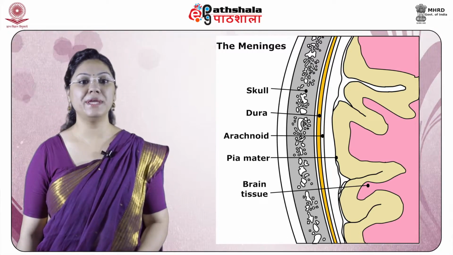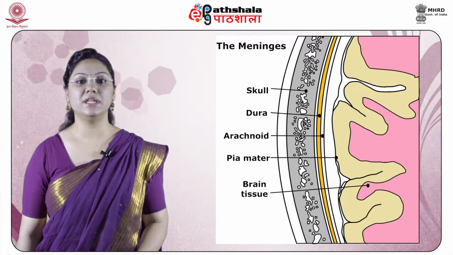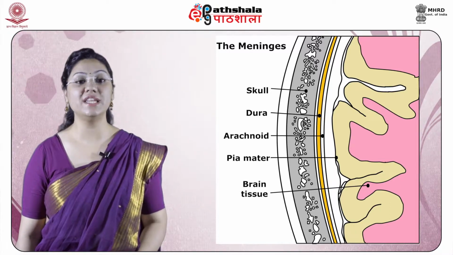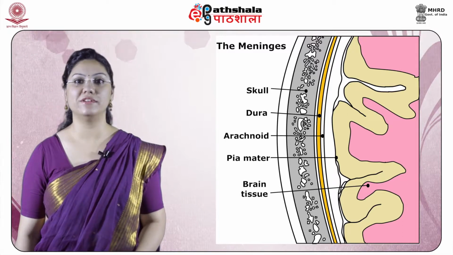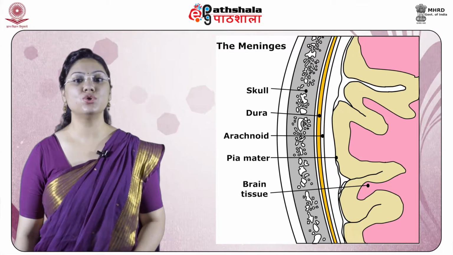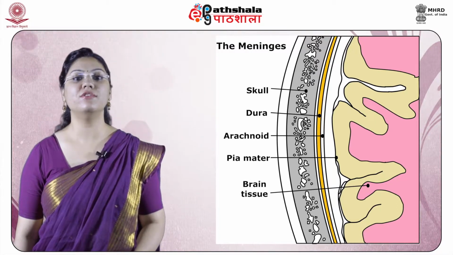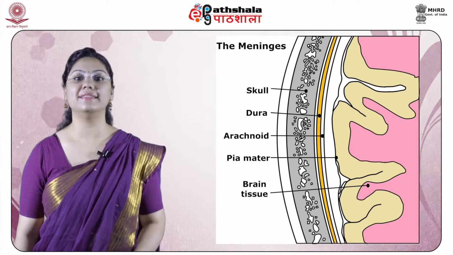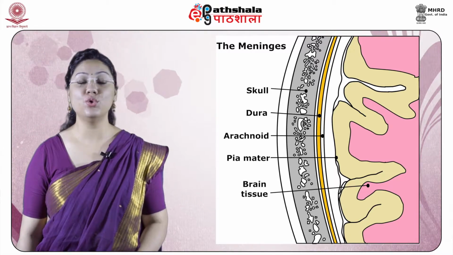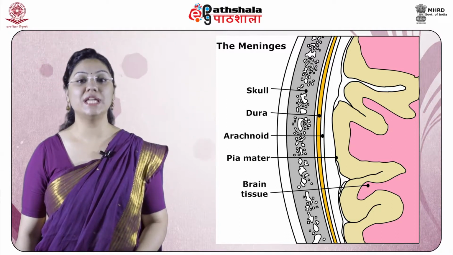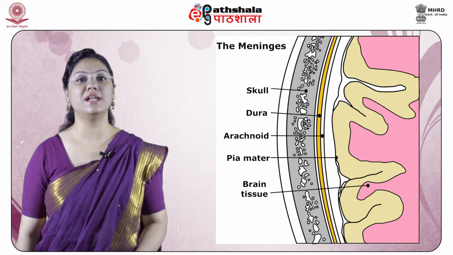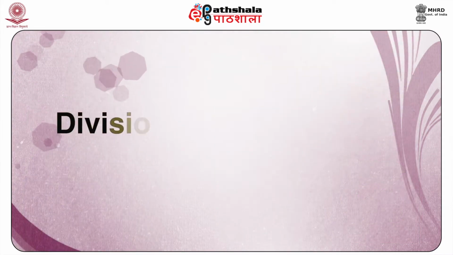C. Pia mater, literally meaning tender mother. This innermost layer is very delicate and just covers the brain surface and adheres to it so closely that it even follows the sulci and the gyri. This layer has blood vessels but no neurons, so it is only nutritive in function and does not conduct impulses.